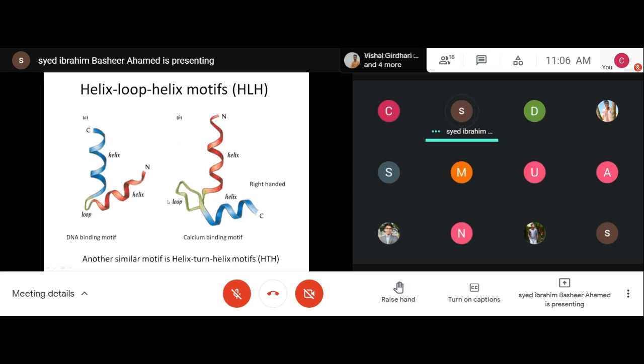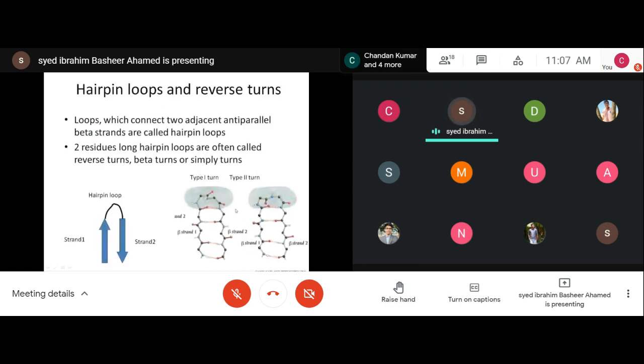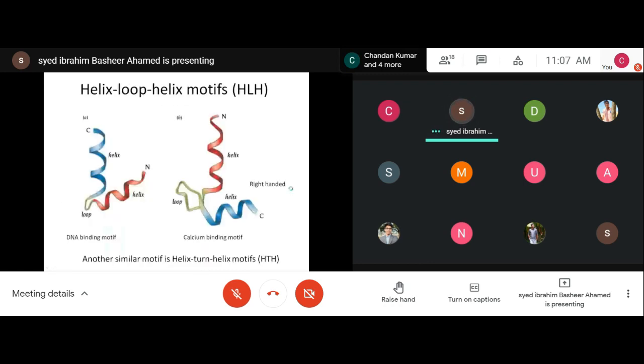Okay, and there is another motif. Instead of a loop here, you can have a turn, right? Just now we saw a turn, the reverse turn. So you can have a turn, and then it's called HTH, helix turn helix.